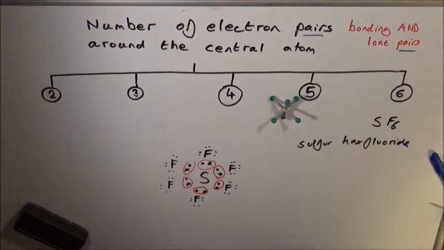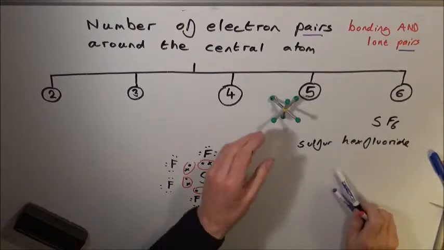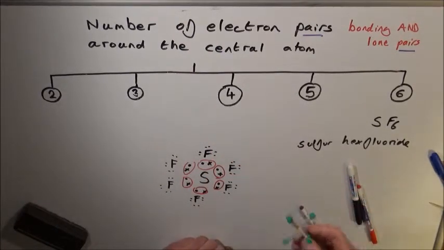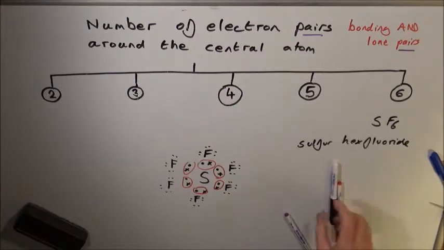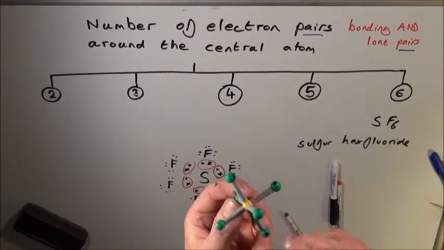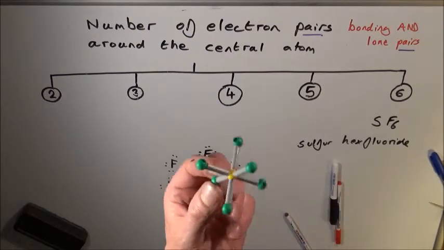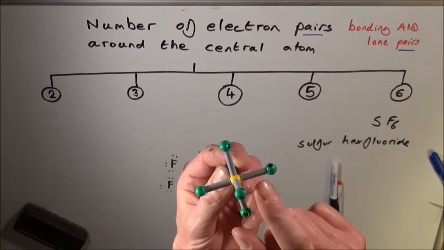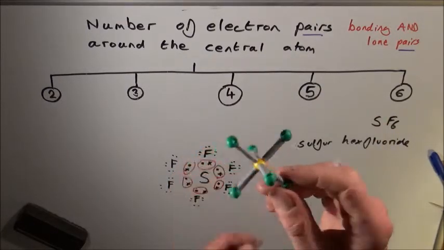Now you might be wondering how sulfur can have 12 electrons in its outer shell. This is a phenomenon known as expanding the octet, and it basically involves using some of the empty 3D orbitals to accommodate electrons, but that's for another day. Let's have a look at the shape of the molecule then. When you get 6 bonding pairs around a central atom, you can see hopefully that all of the bond angles are 90 degrees, and that again allows the pairs of electrons, these grey sticks, to get as far away from each other as possible.